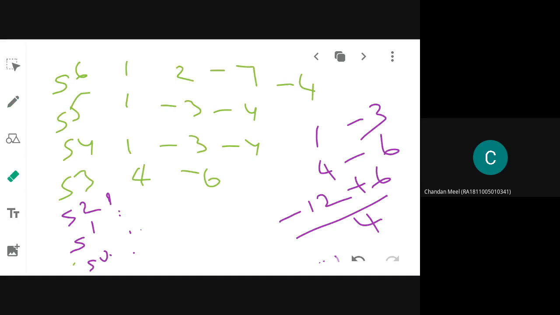Minus 1.5. Minus 3 by 2 is 1.5. Minus 0.5. Yes. Minus 0.5 or 1.5? 1.5. Okay, if I am writing a wrong answer, you have to correct me. Okay, then minus 4. Correct? Yes, ma'am. Okay, s to the power 1.